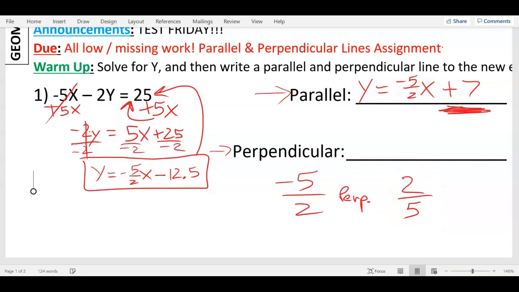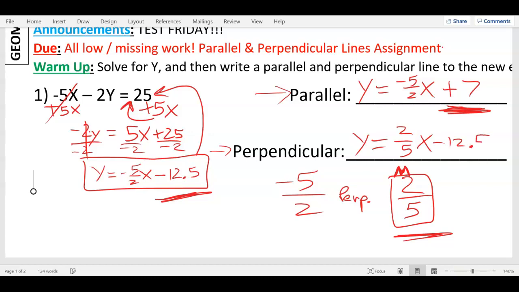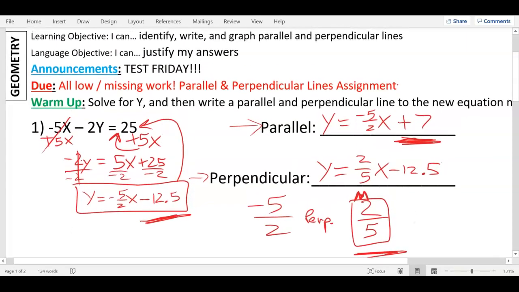Okay, that's great. That's my new m, right? And b can stay the same. You could change it. You can leave it the same. But the main thing you want to change is that m. Two changes. Change the sign, flip the fraction. So what's my new equation? Y equals what? 2/5 x, and then minus 12.5 is fine. You could put plus 7, that doesn't matter. The main thing is the slope, okay? So again, that's review stuff we've been doing.